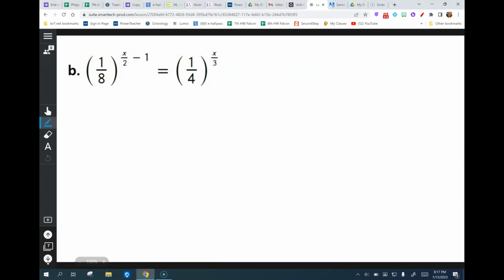We have to get the base to be the same. Now, can I make 4 to an exponent be equal to 8? So 4 to the second power is 16. 4 to the first power is 4. So that 8's not going to work. So now what we have to do is rethink. How can I get 8 and 4 to be the same base? What number could I use? Hopefully you came up with 2 because 2 to the second power is 4. 2 to the third power is 8.